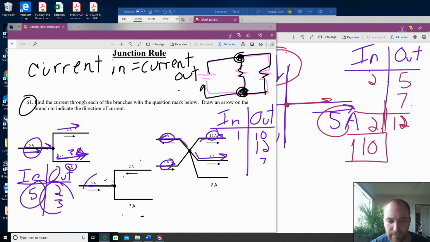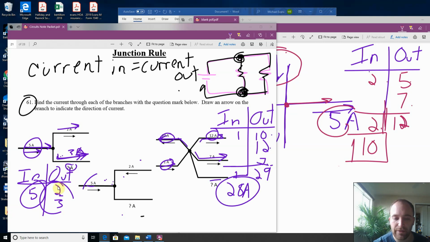And, okay, I think that's everything, right? So let's tally these all up and see where that leaves us. 1 is 1. And then 10 plus 12 plus 7 is 29. Obviously, those are not the same number. So what would we have to add to the in column to make these balance out? 28 amps. Specifically going inwards, towards the intersection.